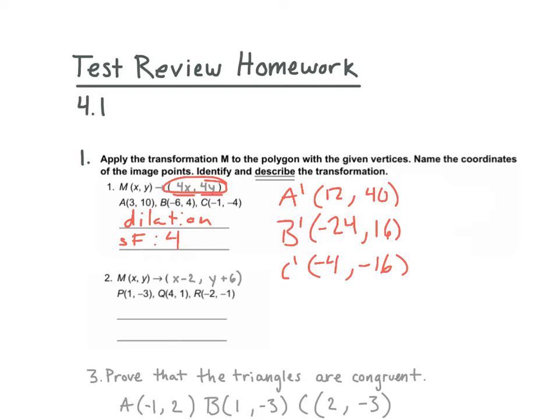If a question on the test asks you to identify and describe, you need to tell me what the transformation is and what the shape is doing. So when it's a dilation, you tell me the scale factor. If it was a translation, you tell me which way it's moving.